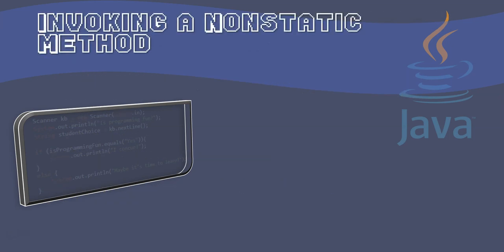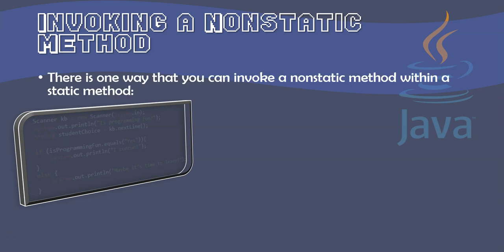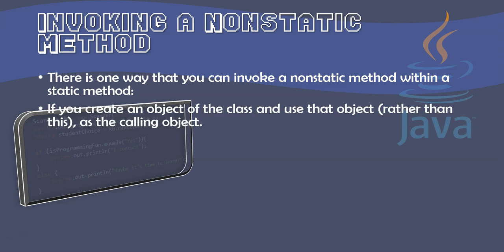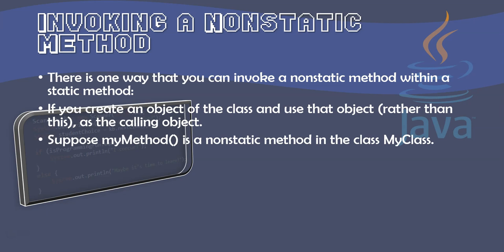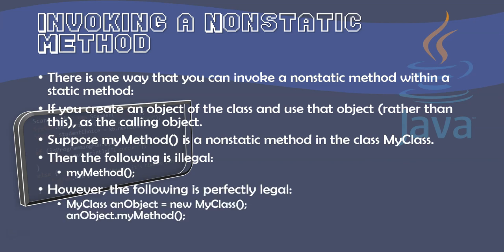Now, what about actually invoking that non-static method? There is one way that we can invoke a non-static method within a static method. If you create a calling object of the class and use that object, rather than using the this parameter as your calling object, this is how you can accomplish it. Let's say, again, myMethod is a non-static method within the class MyClass. Then calling myMethod() directly would be illegal. If we want it to be legal, we say MyClass anObject = new MyClass(); then anObject.myMethod() would work.